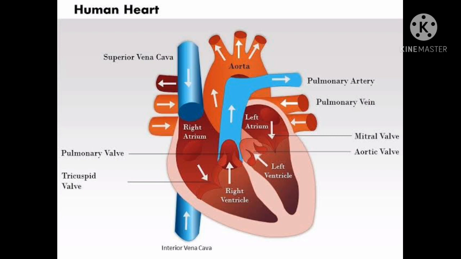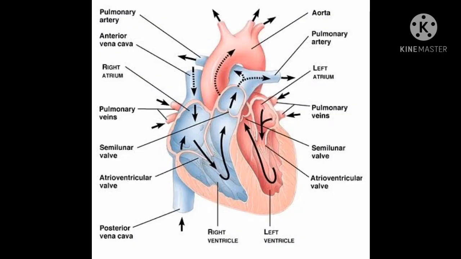Now, whatever blood is in the aorta will be transferred to the whole part of our body. Understood? Children, what happened? Now the blood is the oxygenated one. Once again, see the mechanism of circulation.